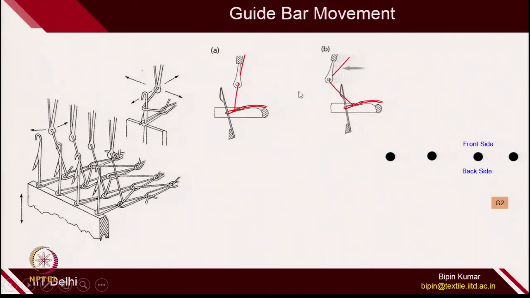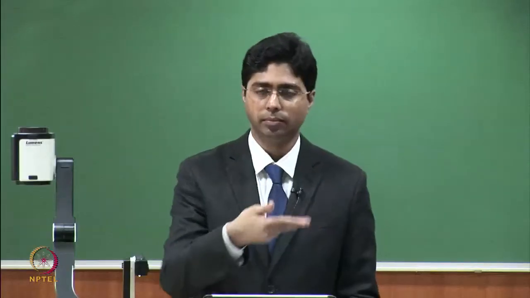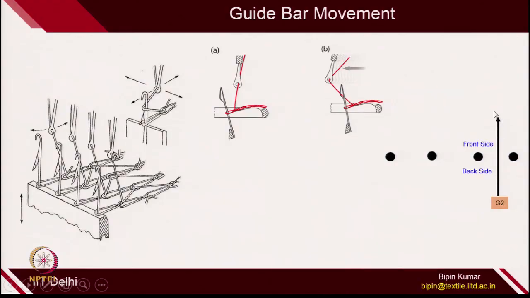So, the first thing the guide does is swing from the back side to the front side. The guide will actually move from the back side to the front side, and that is possible when there is a space between these needles through which the entire block of guides can swing. So, this is how the swinging was done.